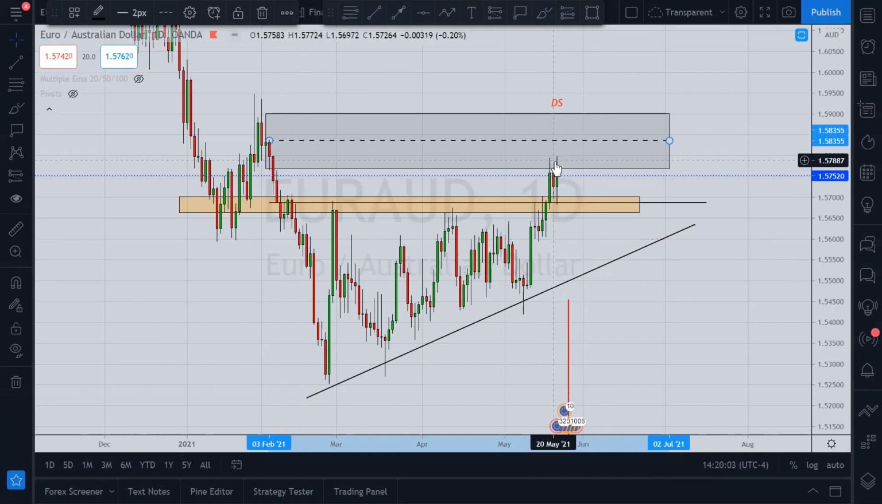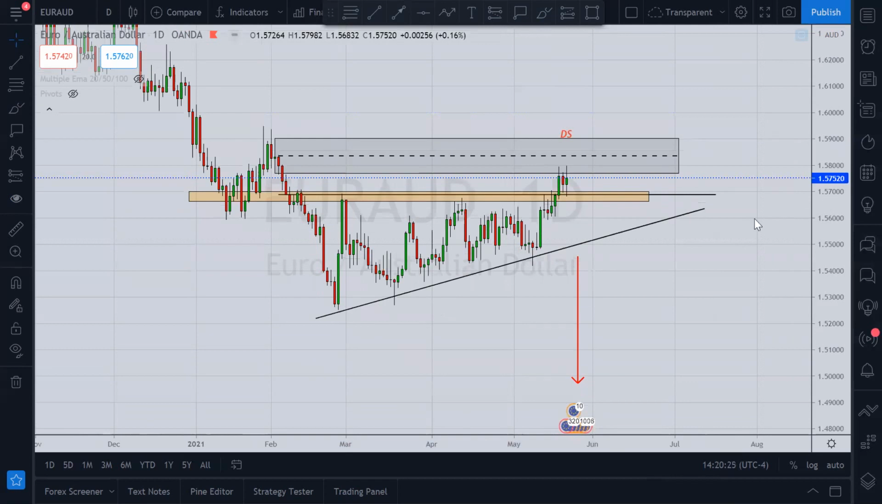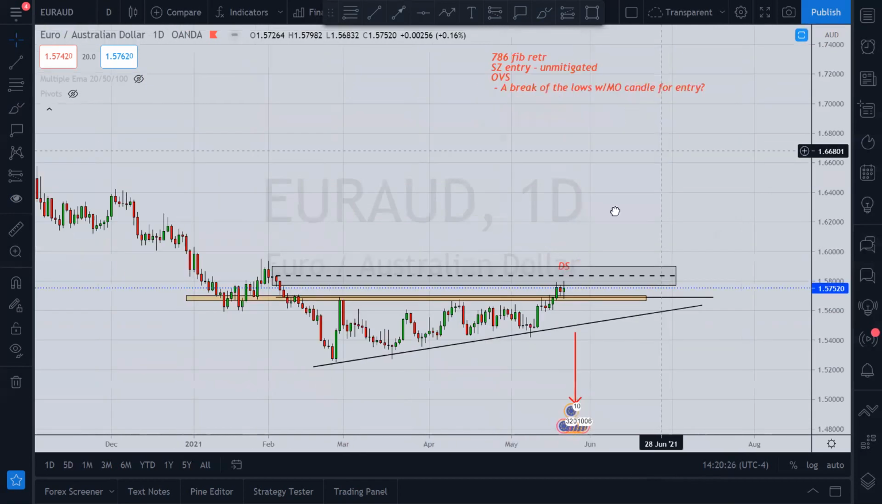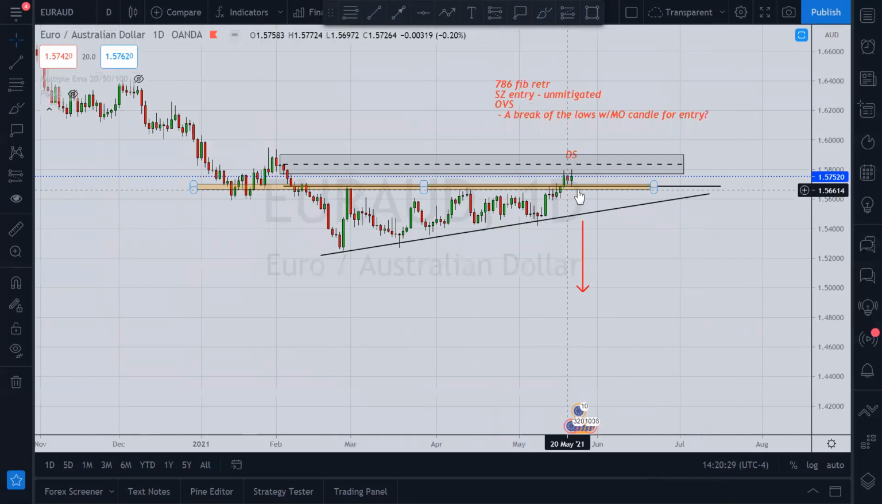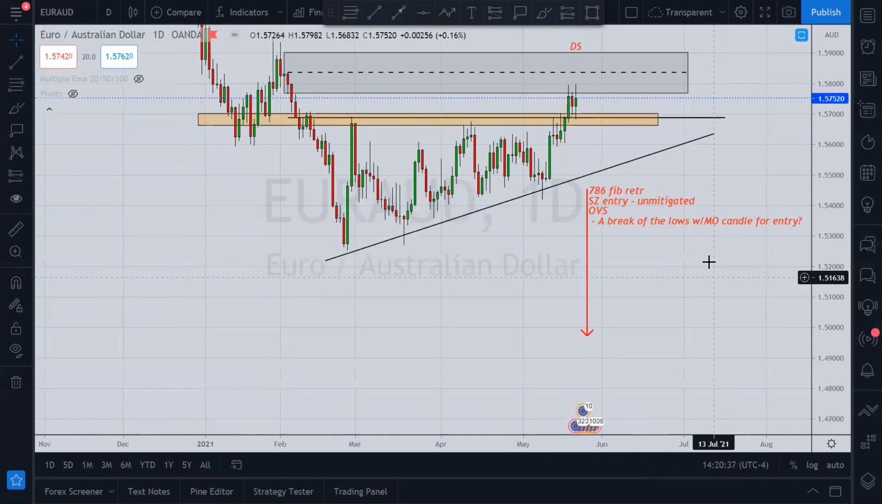And if it can do it from here, because it hasn't been touched here either. It hasn't been touched at the opening of the institutional candle, nor its midsection. So I'm looking for price to come down. And what did my note say? A break below the lows. I get a break below these candle lows, that's when I'll be looking for an entry.